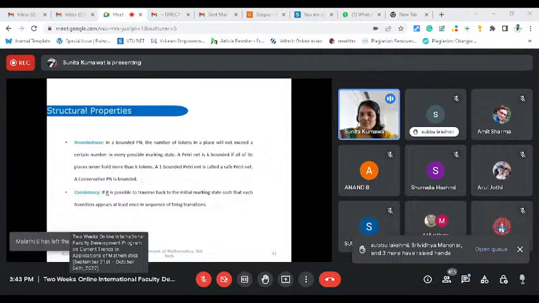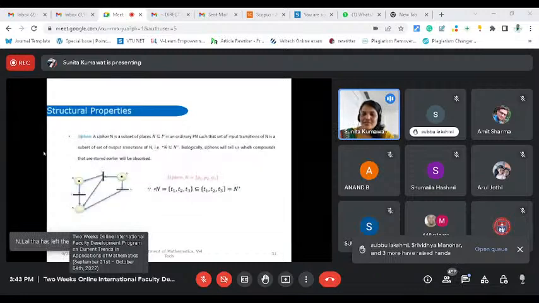Then there is consistency. How will we check that a given system is consistent or not? If it is possible to traverse back to the initial marking state, that is, whatever stage we have reached, like mu i and then mu i plus 1, if it is possible to reverse back to reach mu naught, then we can say yes, it is consistent. Otherwise, it is not. So this is also counted as a great structural property.